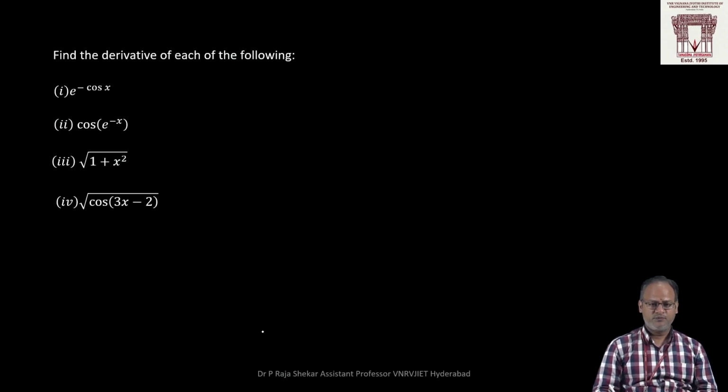Okay, a few more problems for your practice using the same chain rule. One: f of x is equal to e power minus cos x. Two: cos of e power minus x. Third: square root of 1 plus x square. And fourth: square root of cos of 3x minus 2. Hope you practice these problems and work out the answers.